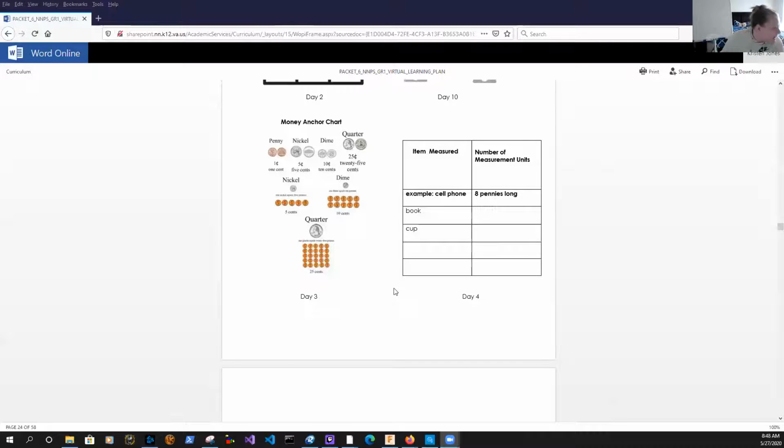Oh, the money anchor chart is right here. So it shows us how much each coin is worth. It shows us what each coin looks like and how each coin could be shown in a different way. So if you need to look at that while you're doing your work, you absolutely can. So now that we're done with that, let's go back and see what we have to do next.